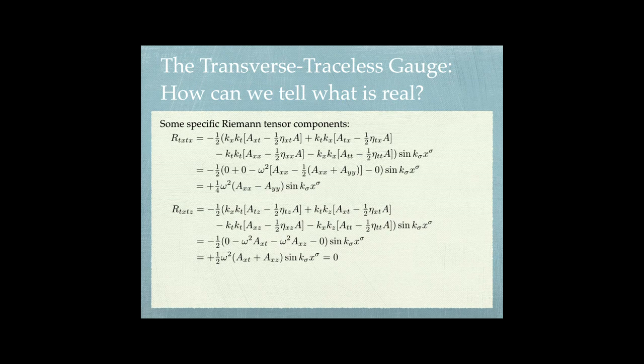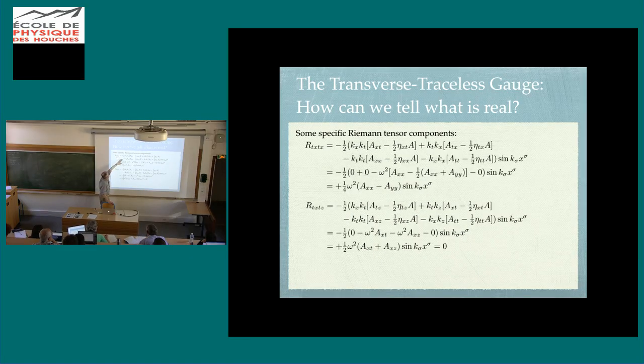So let's look at just one. The tx component. So remember the mnemonic? Inner togetherness is positive. So I take these two and I'm going to keep them together in the derivative term or in the other associated with the metric. Okay? Well, k_x is 0. So this whole thing is 0. k_x is 0. That whole thing is 0. k_t, that's omega. So I get a minus omega squared.